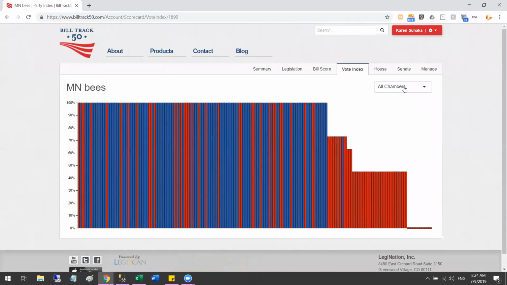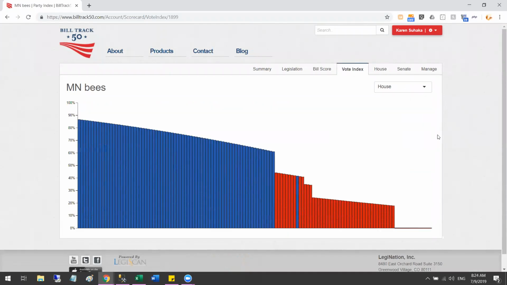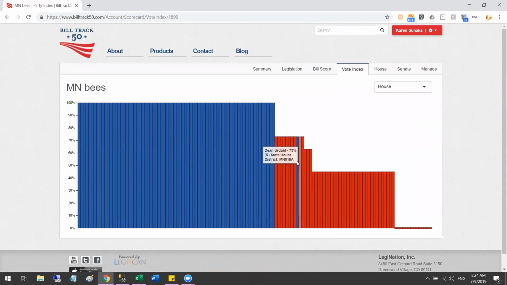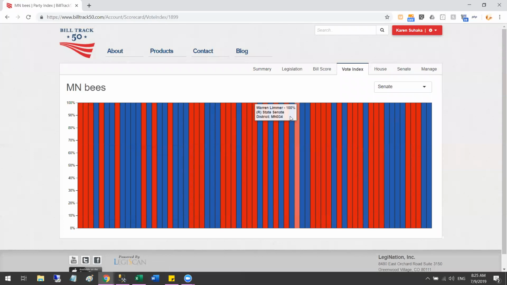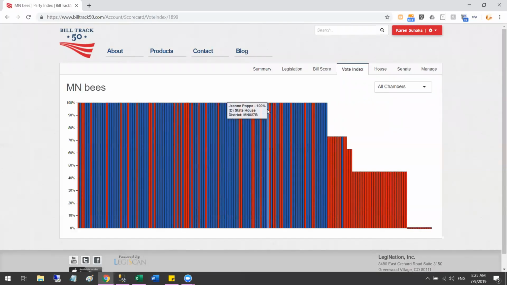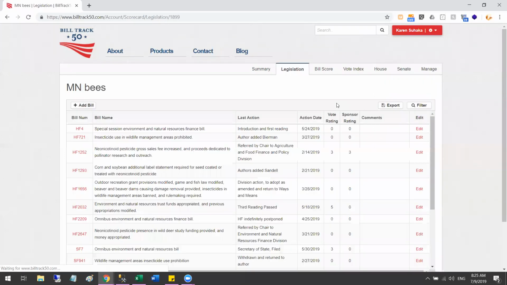it is so easy, especially if you're already tracking legislation, to just convert that over to a scorecard. I think it's great. A great tool externally, a great tool internally. I know it's a tool that I use with my clients.